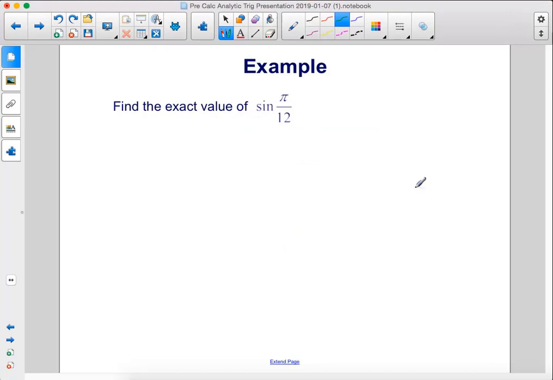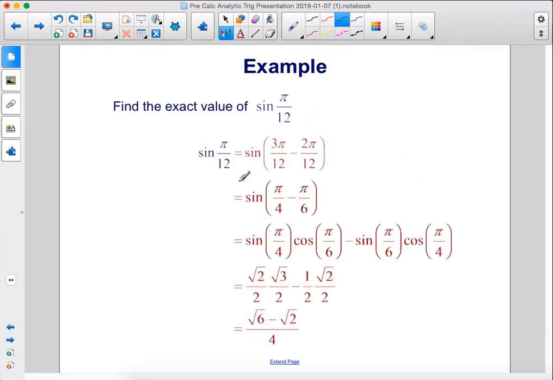Find the exact value of sine pi over 12. Sine of pi over 12 is the same thing as sine of 3 pi over 12 minus 2 pi over 12. This becomes pi over 4, and this is pi over 6. So the sine of pi over 4 minus pi over 6 is sine of pi over 4 times cosine pi over 6 minus sine of pi over 6 times cosine pi over 4. If we fill in all of those values, we can simplify and get the square root of 6 minus the square root of 2 over 4.